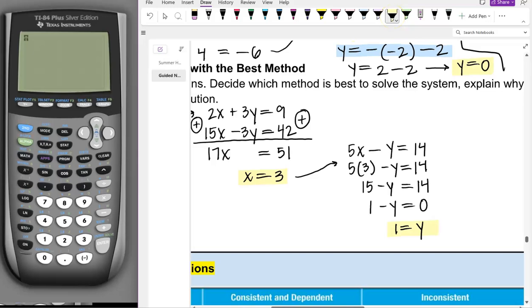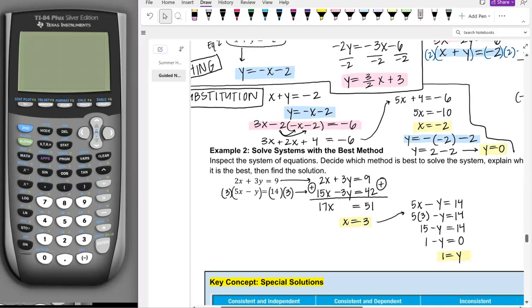So the final answer for this is x equals 3, y equals 1. Basically what it's saying is that if you plug in x is 3 and y is 1 into both of the equations, substitute a 1 for the y, a 3 for the x, it'll make both equations true.